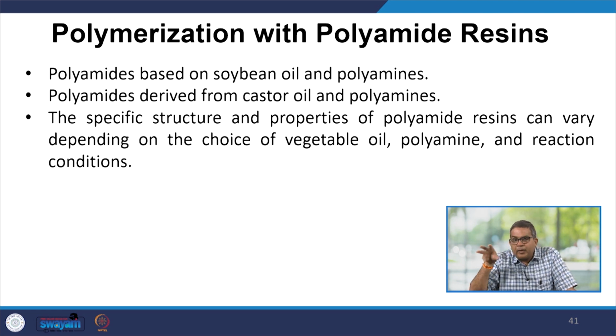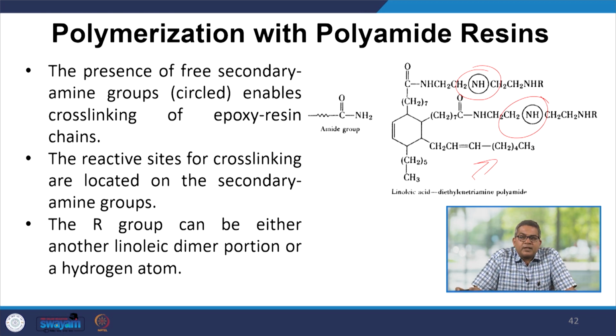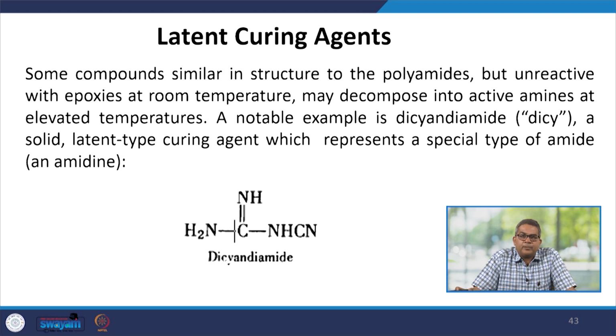So, all the reaction parameters play a very vital role, irrespective of whether it is soybean oil, castor oil or any kind of vegetable oil which you are using. The presence of a free secondary amine group here enables the cross-linking of epoxy resin chains. The reactive sites of cross-linking are located on the secondary amine groups, and the R groups can be either another linoleic dimer portion or a hydrogen atom.